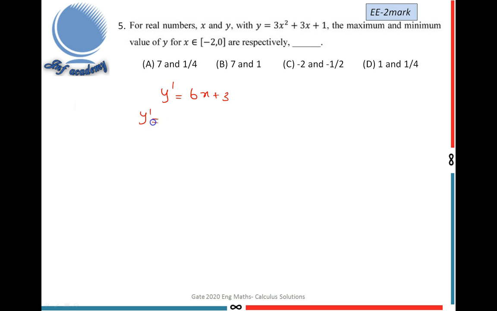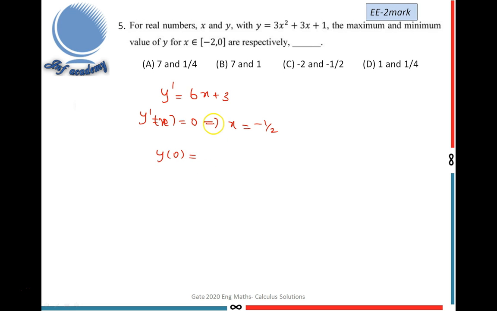I solve y dash of x equal to 0, which gives x equal to minus 1 by 2. Minus 1 by 2 is a critical point. The end points are minus 2 comma 0. Minus 1 by 2 also lies inside the interval. So next I find the values of y at the critical point minus 1 by 2 and the end points minus 2 and 0.